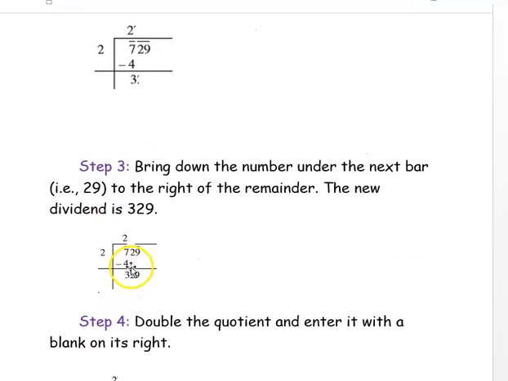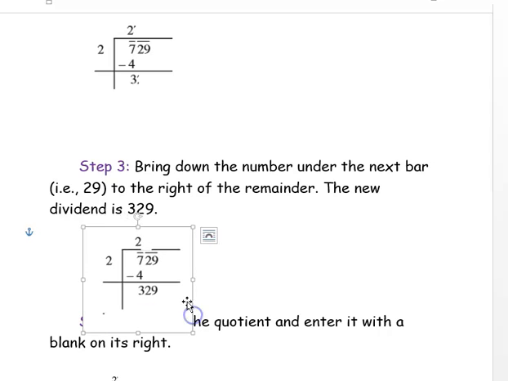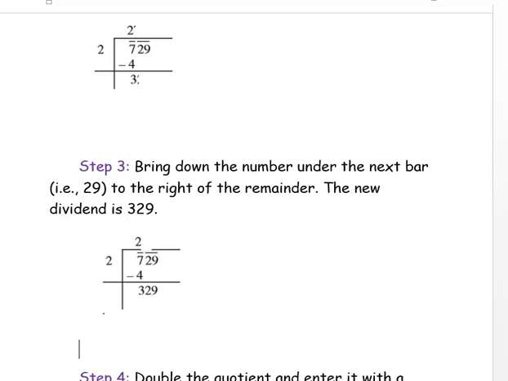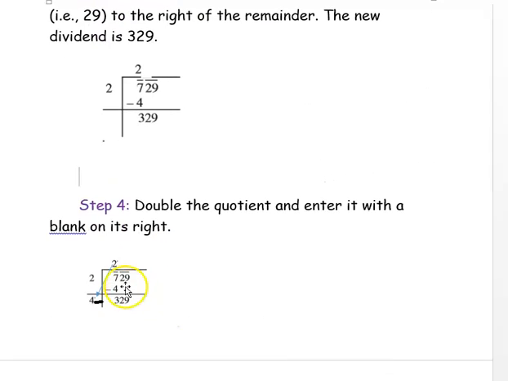In the next step, bring down the number under the next bar. So the number under the next bar is 29. I am bringing this 29 here. So now the new number will become 329. This is the dividend.